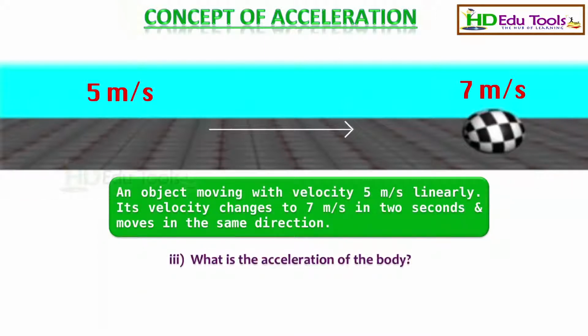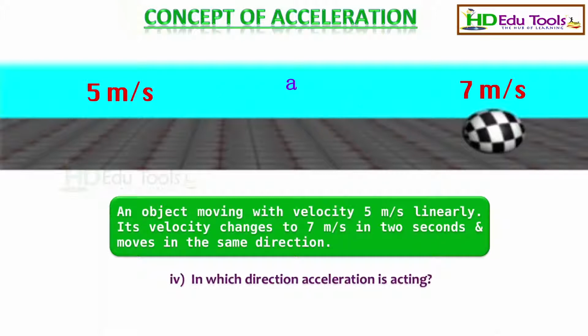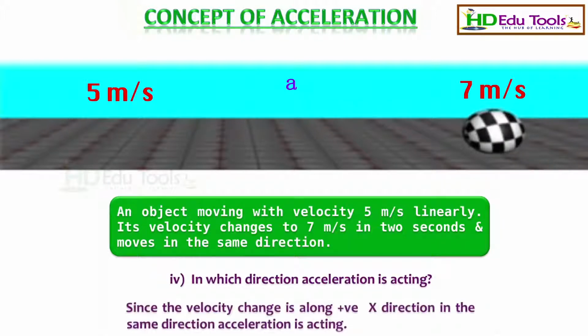Next, what is the acceleration of the body? Acceleration is nothing but change in velocity by time, that is 7 minus 5 by 2, which is equal to 1 meter per second square. Now in which direction is the acceleration? Since the velocity changes along the positive x direction, in the same direction acceleration is acting.